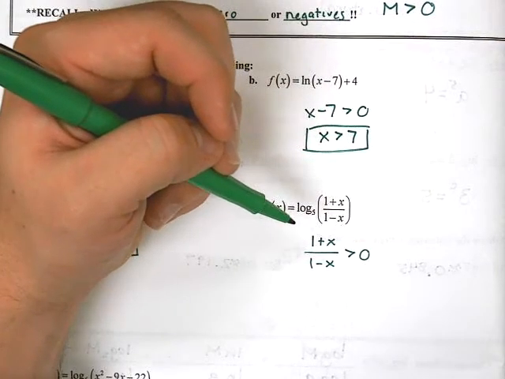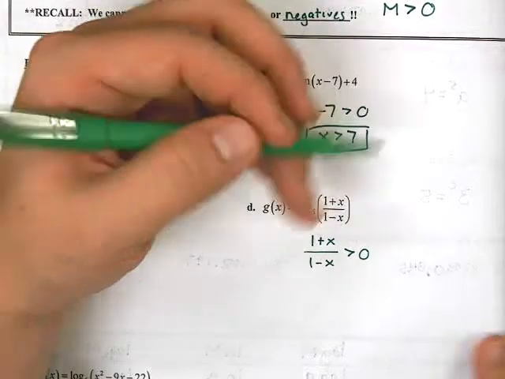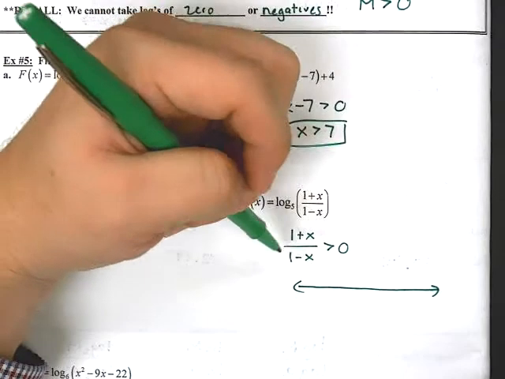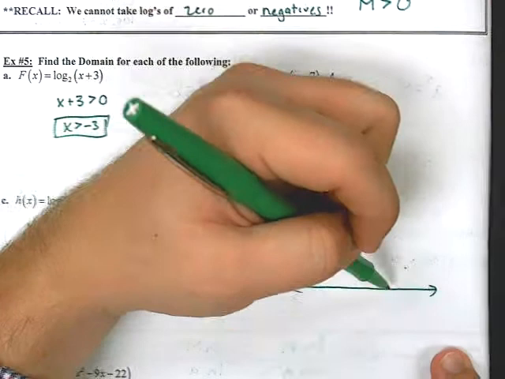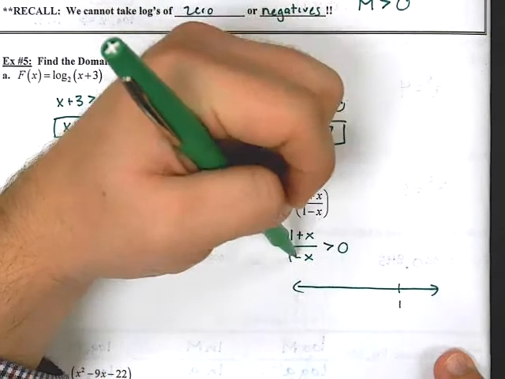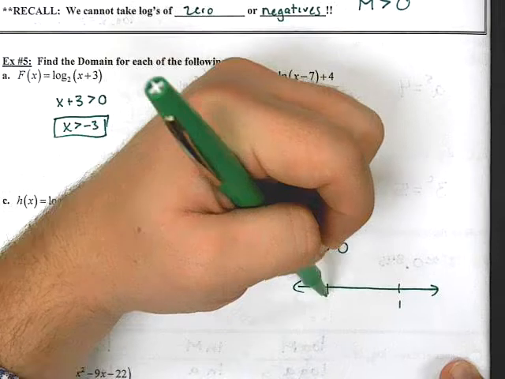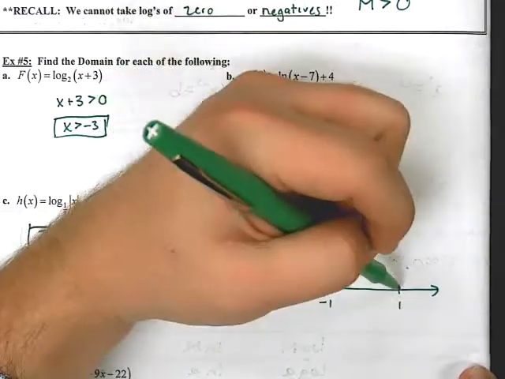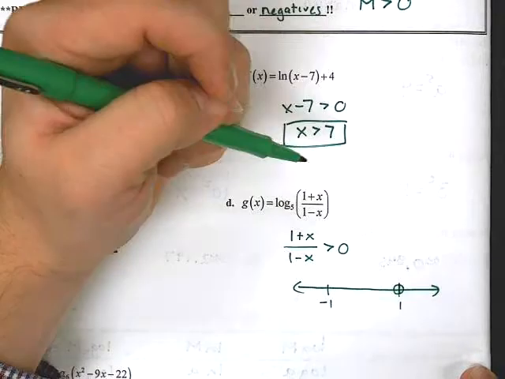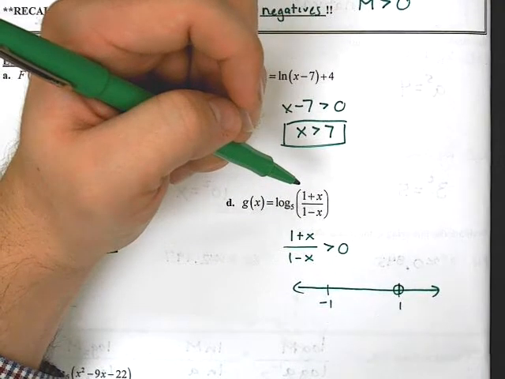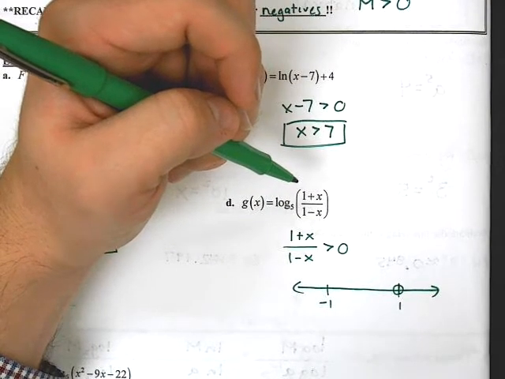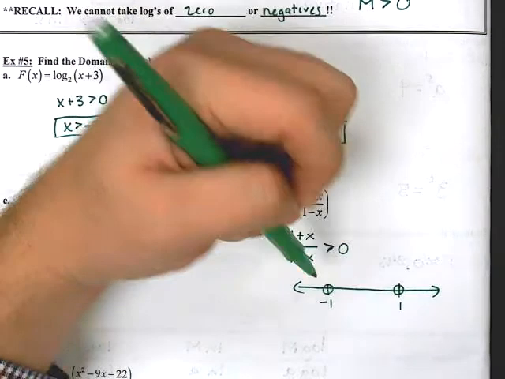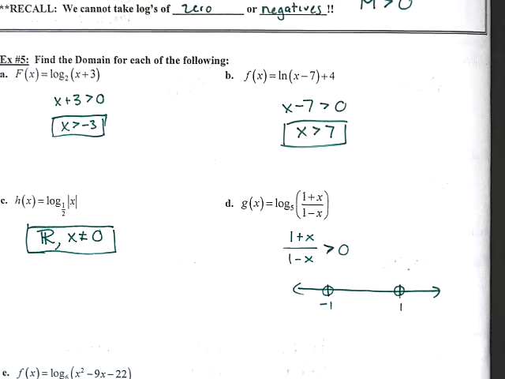Let's see here. Oh, well, I can find some critical values, and I can plot on a number line. So I can see that I have a critical value of positive 1 in the denominator and negative 1 in the numerator. I know anything in the denominator will always be an open circle, right? Because we would not be able to graph that. There'd be an asymptote. And I also know because the sign is just greater than, I'm going to be open at negative 1 as well.